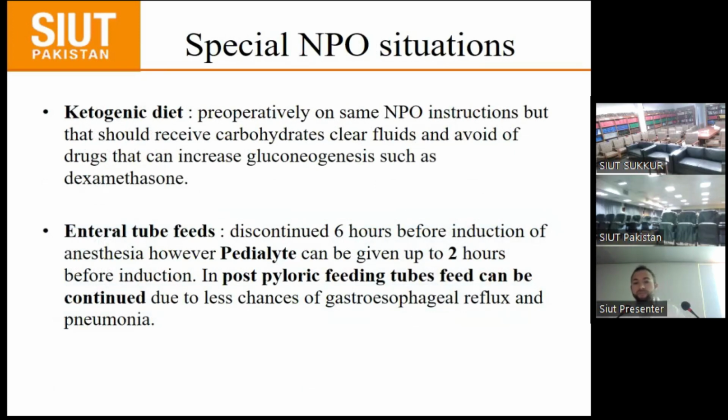For preoperative instruction on NPO status, patients should receive carbohydrate clear fluid and avoid drugs that can increase gluconeogenesis, such as dexamethasone. Enteral tube feeding should be continued until 6 hours before the induction of anesthesia. However, Pedialyte can be given up to 2 hours before induction. In post-pyloric tube feeding, it can be continued due to the lesser chance of gastroesophageal reflux and pneumonia.